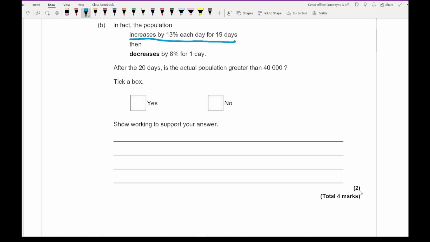Well, for that, we're starting with 4,200, and here we're going to increase by 13% this time, and this is for 19 days, so we're going to put 19. I'm going to press equals there. Then with that, what we're then going to do is it then decreases 8% for 1 day. So then whatever that answer is, I'm then going to multiply that by 0.92, and that's to the power of 1.